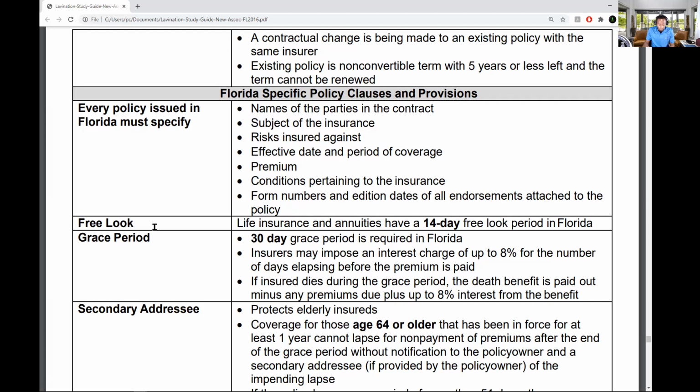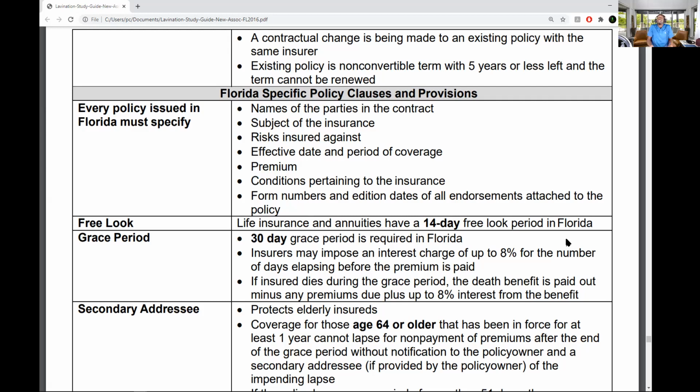Now, when you come to insurance, life insurance and annuities have a 10 day free look period in Florida. So you know. So that means if there's a 14 day free look, that means if I don't have the buyer's guide, it's okay.